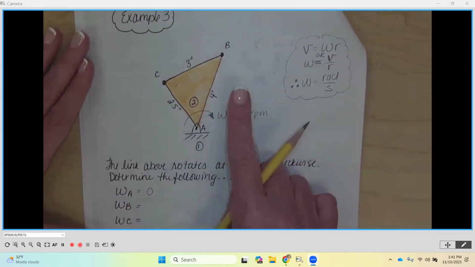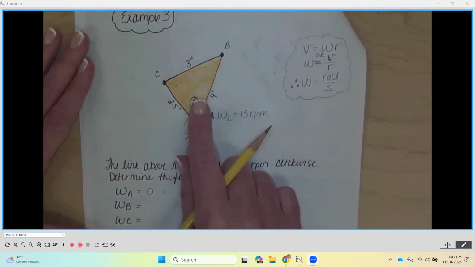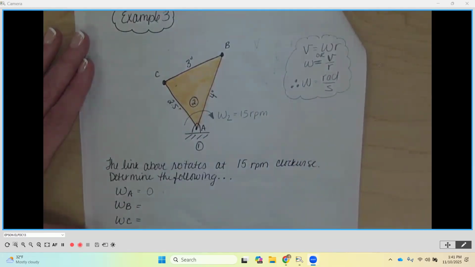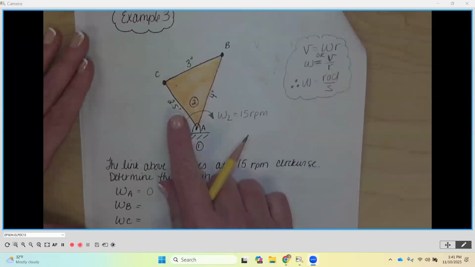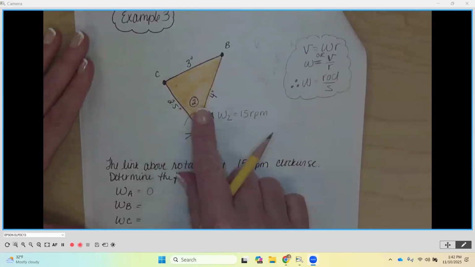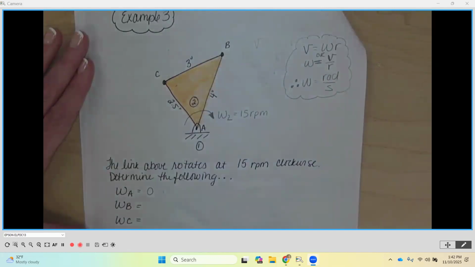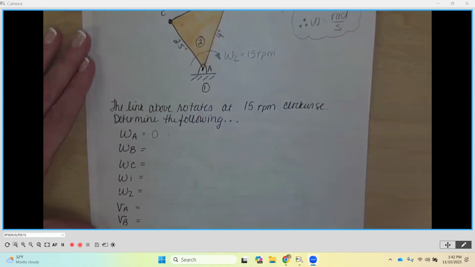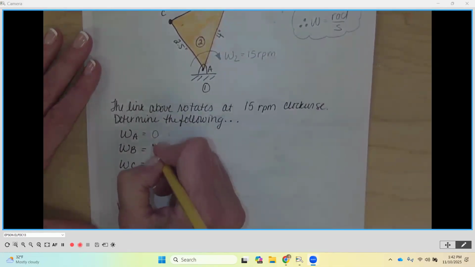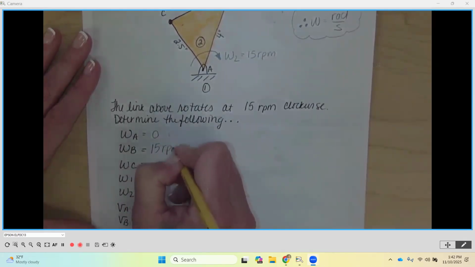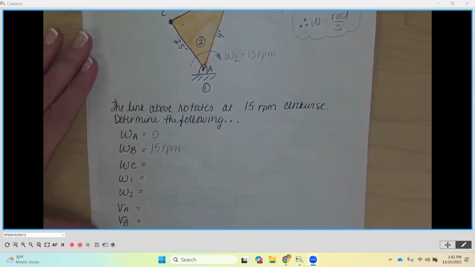When we look at point B, it is on link 2. And if you remember, all the points on a link have the same angular velocity. So what would the angular velocity, the W of point B, be? 15 RPMs. And we would leave it in RPMs because we're reporting it out, okay? So this would be 15 RPMs for point B.